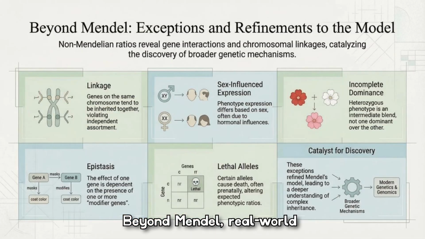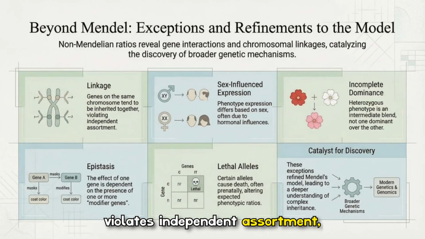Beyond Mendel, real-world genetics reveals exceptions that expanded the field. Linkage violates independent assortment. Sex-influenced traits depend on gender. Incomplete dominance produces intermediate phenotypes. Epistasis and lethal alleles alter expected ratios. Studying these exceptions led to deeper models and the discovery of broader genetic mechanisms.